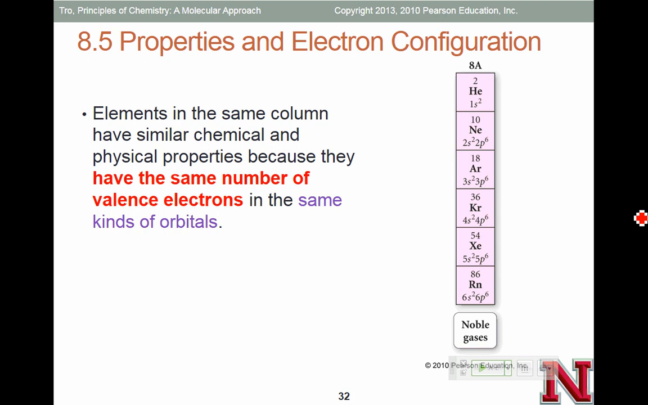As far as properties and electron configurations, elements in the same column have similar chemical and physical properties because of the valence electrons. So they have the same type of orbitals. Now, they have more orbitals, and there are some things about them that are different. For example, size, which can affect reactivity. So size can affect that, and that is something to think about.